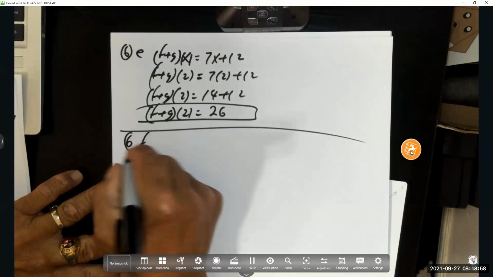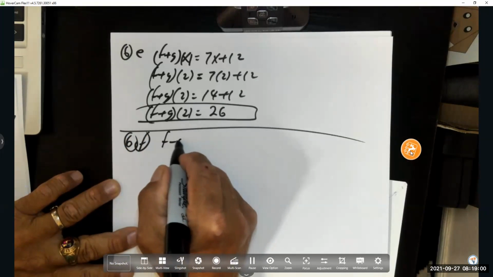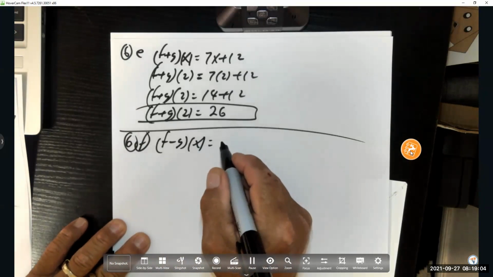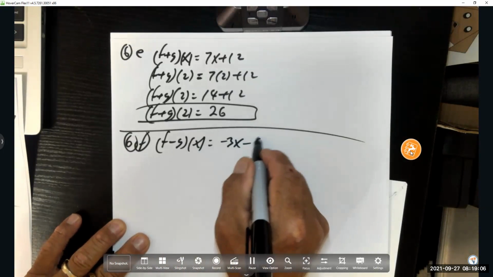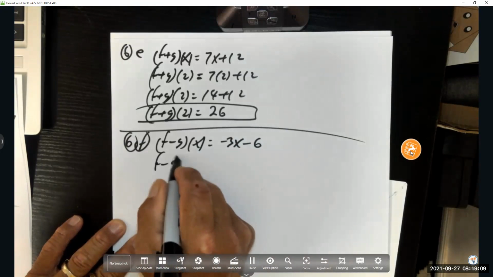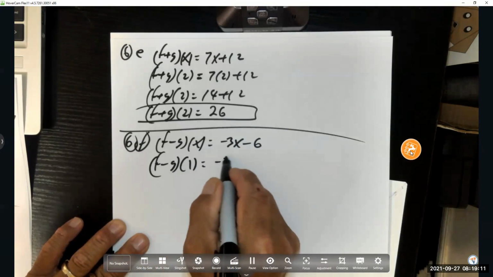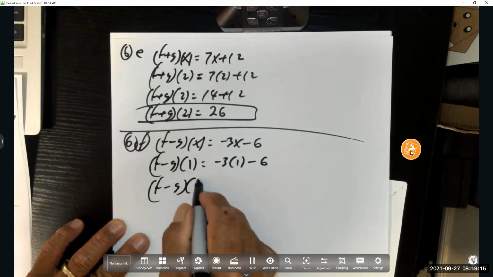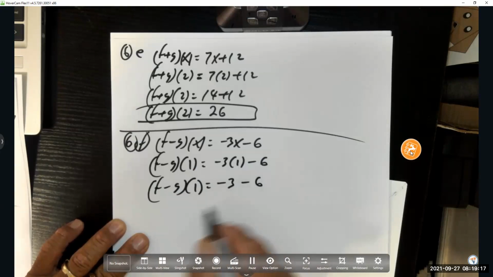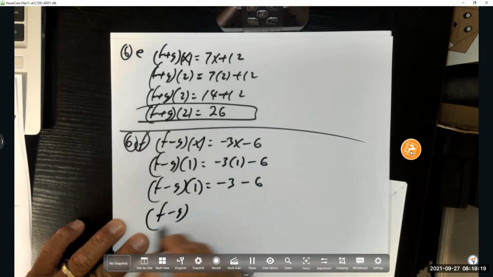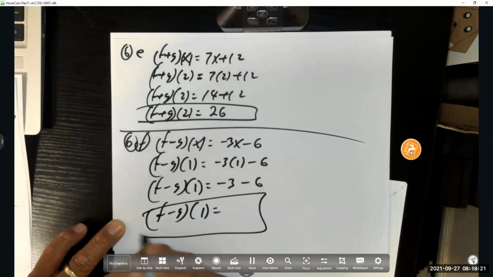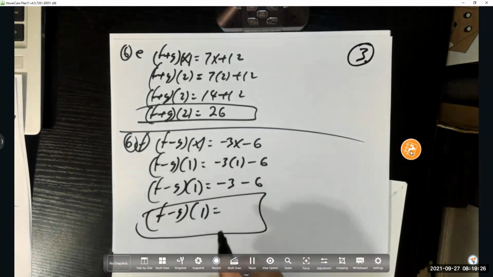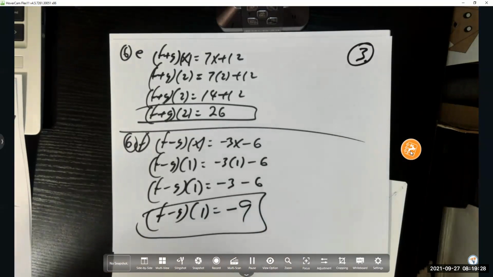6 letter F. It said f minus g of x, and we did it earlier. We ended up with minus 3x and a minus 6. So the f minus g of 1: minus 3 times 1 minus 6. So f minus g of 1 is going to be minus 3 and minus 6. Somebody tell me the answer in the box. Negative 9. That's right, it's negative 9.